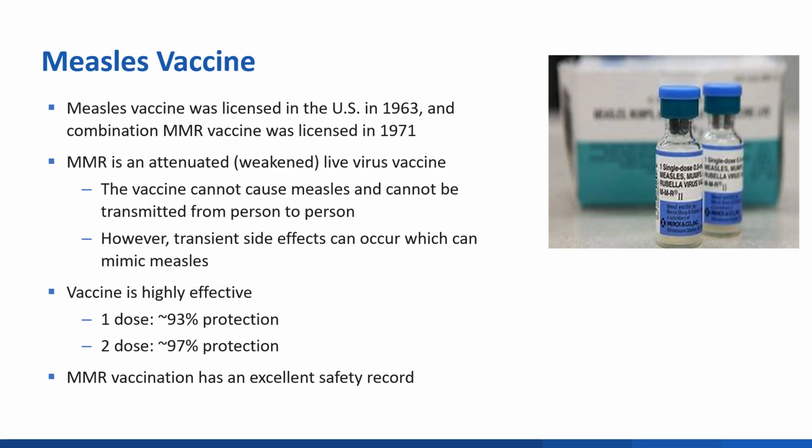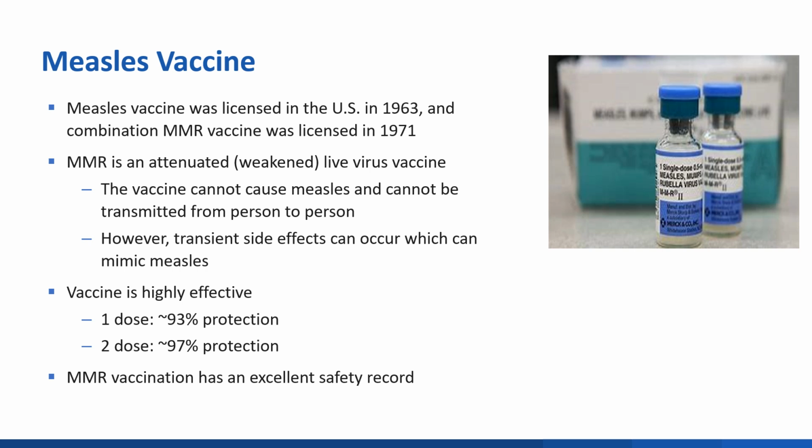So let's talk about measles prevention via vaccination. The measles vaccine was first licensed in the US in 1963, and combination MMR vaccine was licensed in 1971. MMR is an attenuated or weakened live virus vaccine. The vaccine cannot cause measles and cannot be transmitted from person to person. However, transient side effects can occur which can mimic measles.